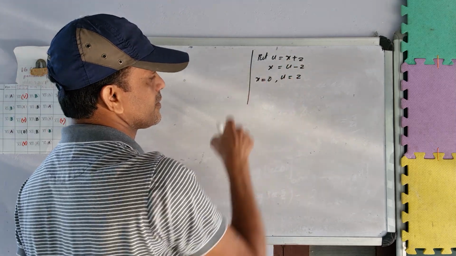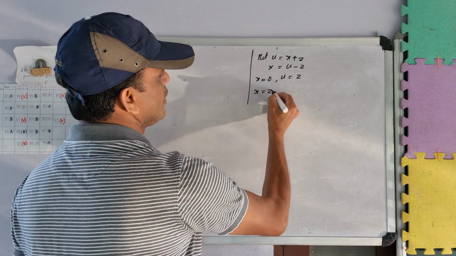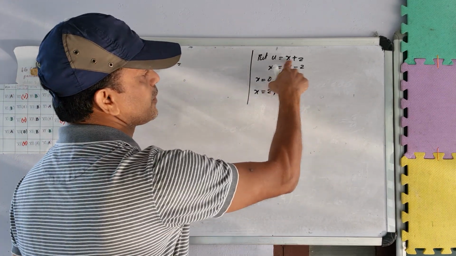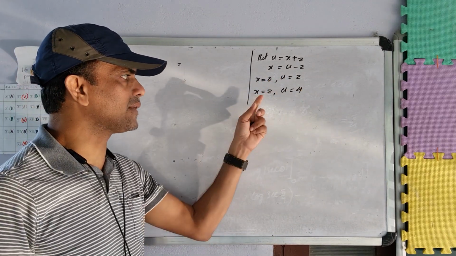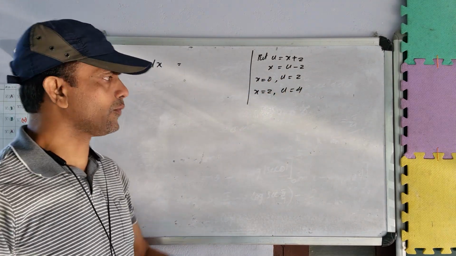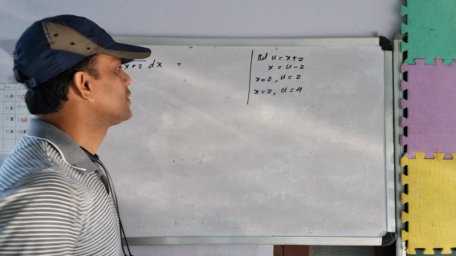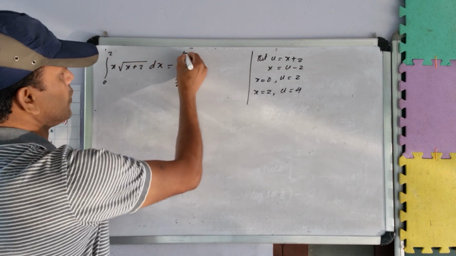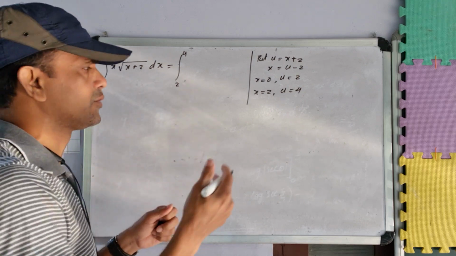then u equals 2. 0 plus 2 becomes 2. And x is moving to 2, so when x equals 2, u will become 4. 2 plus 2 is 4. So x equals 0, u equals 2; x equals 2, u equals 4. So if x is from 0 to 2, u is from 2 to 4. Now let's substitute. So 0 to 2 becomes 2 to 4 when we change the variable to u.